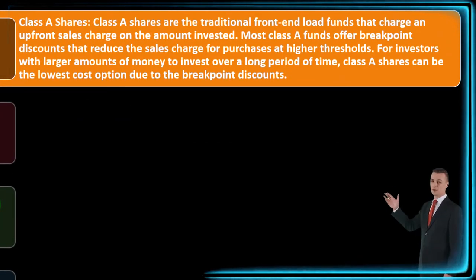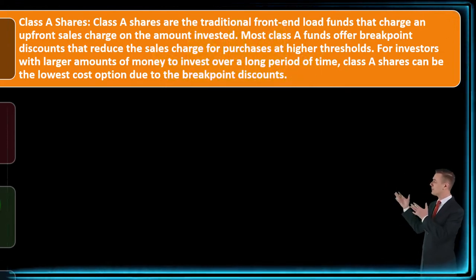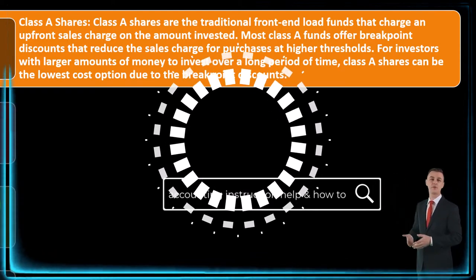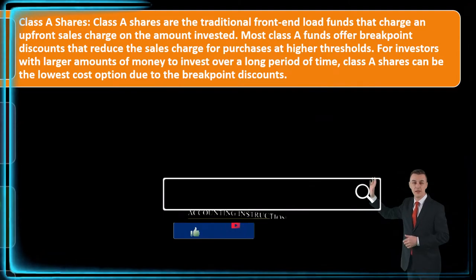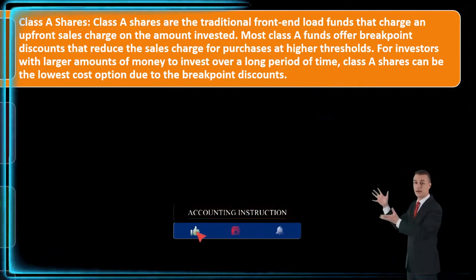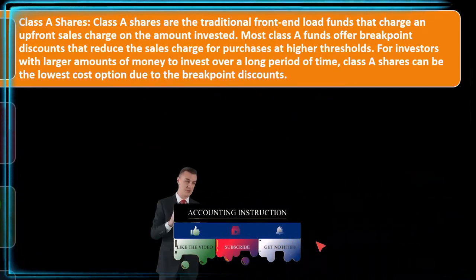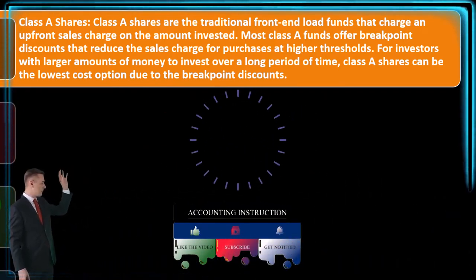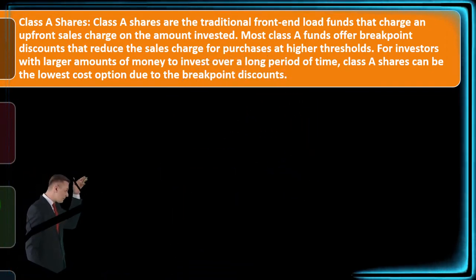So you've got Class A shares. Class A shares are the traditional front-end load funds that charge an upfront sales charge on the amount invested. Most Class A funds offer breakpoint discounts that reduce the sales charge for purchases at higher thresholds. For investors with larger amounts of money to invest over a long period of time, Class A shares can be the lowest cost option due to the breakpoint discounts.